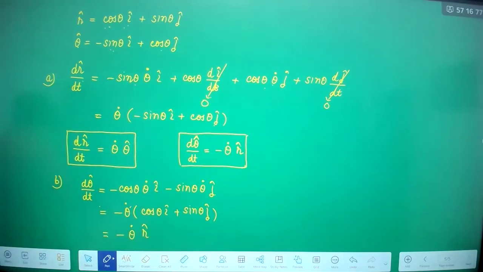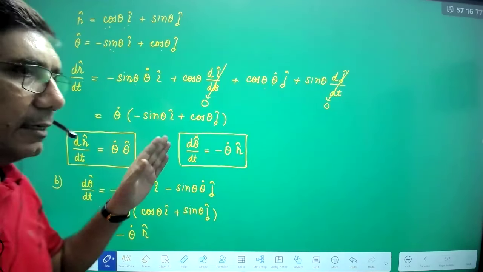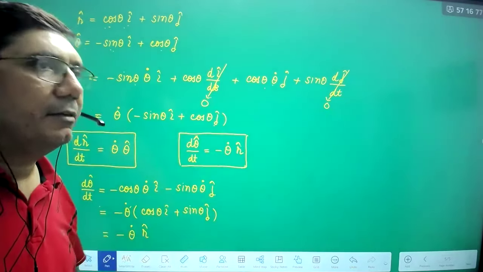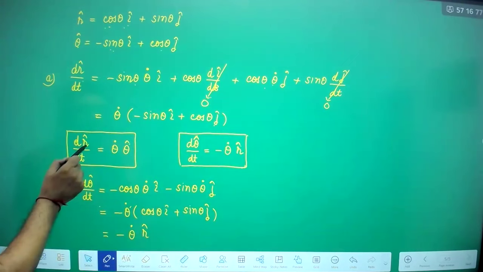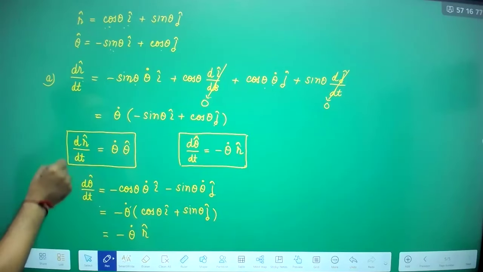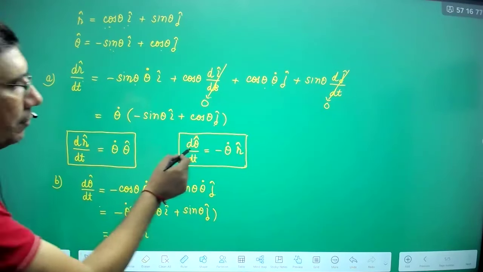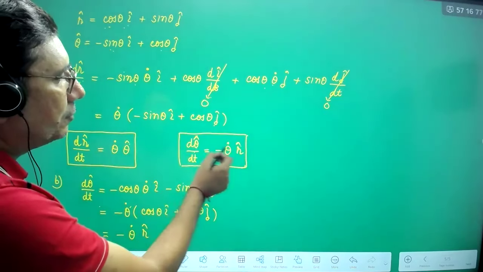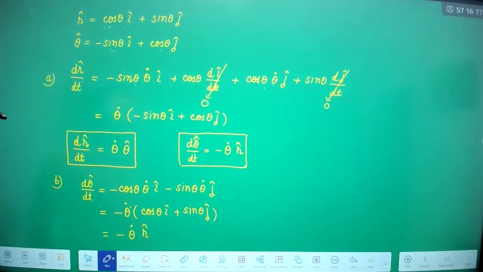Now, is it okay? So basically r cap direction and theta cap direction, they are variable. If you look at this r cap direction, it is depending upon theta cap. If you are taking its time derivative, then it will be in terms of theta cap. And if you are taking the time derivative of theta cap, it will appear in terms of r cap.